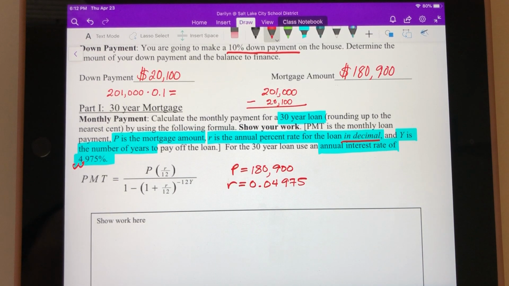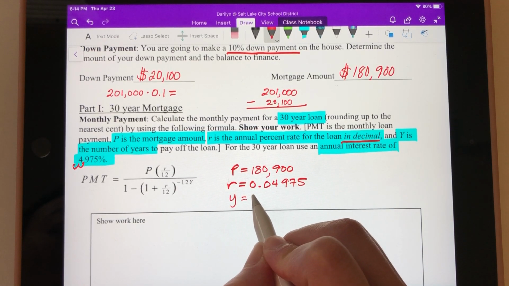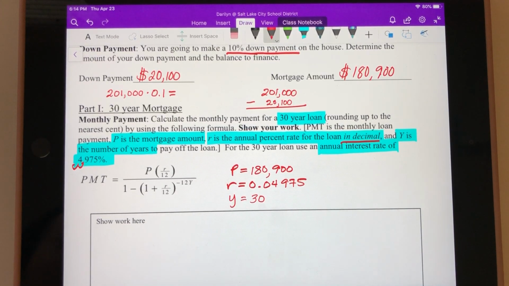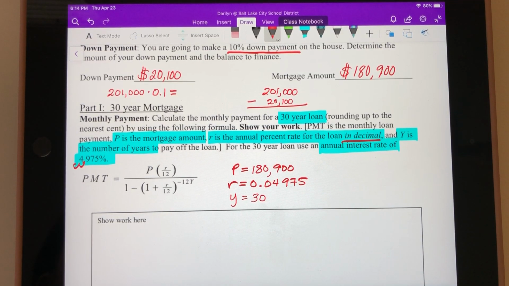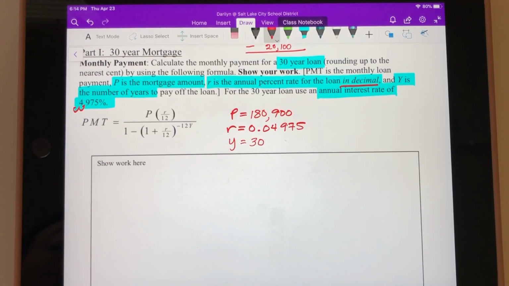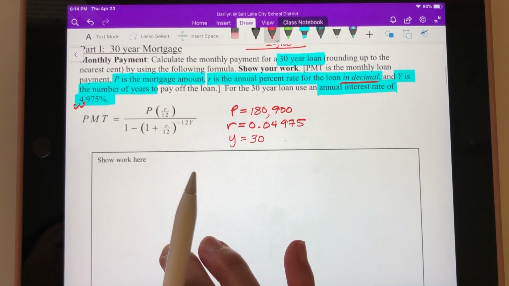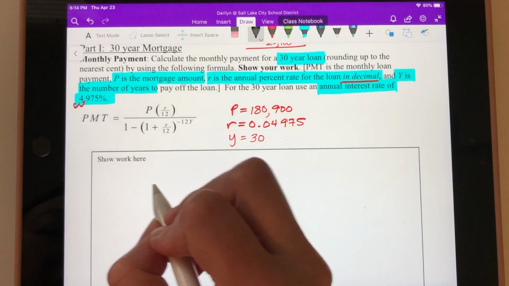0.04975 is going to be my R. Y is the number of years, so Y equals 30 years because it's a 30-year loan. And it looks like that's all we are going to plug in. So we plug all this into this formula, and that will give us our monthly rate, how much we're going to pay every month to pay off the house in 30 years. So let's plug all of this in.